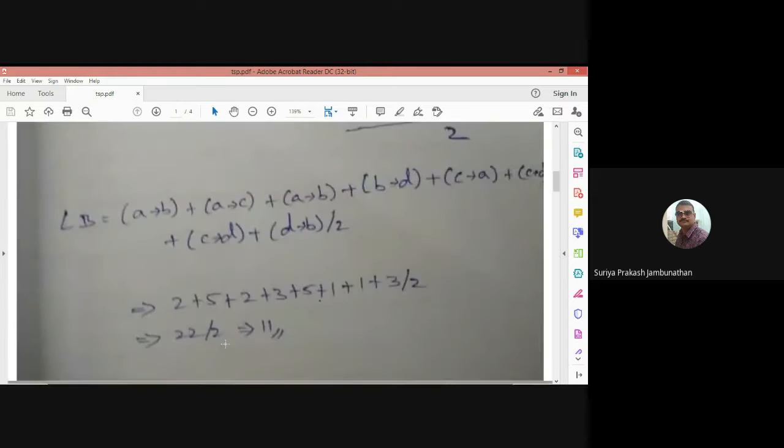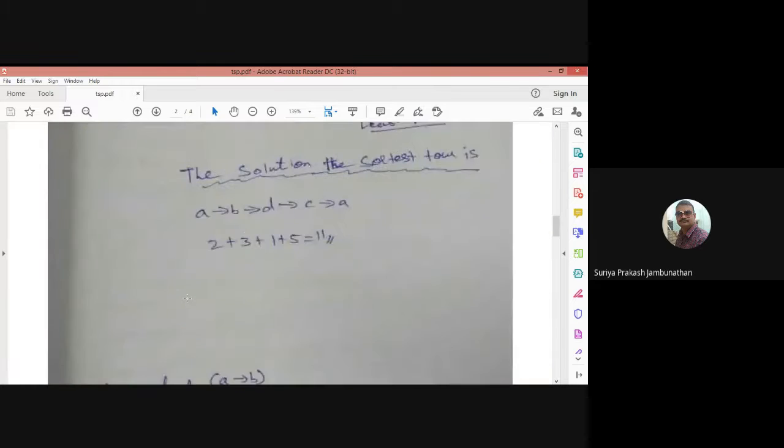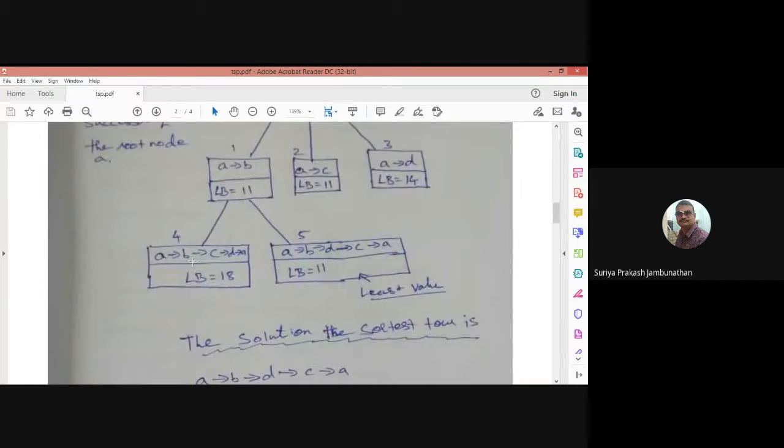So A to B, then B to C, C to D, D to A. So this is the way we are reaching A again. So that's what we wrote here. A to B, B to C, C to D, D to A. Okay. Another way, how we are reaching: via A to B, then B to D, D to C, C to A. This is one way, this is one other way. So both the ways we are writing here, and we are identifying the lower bound for these two ways.